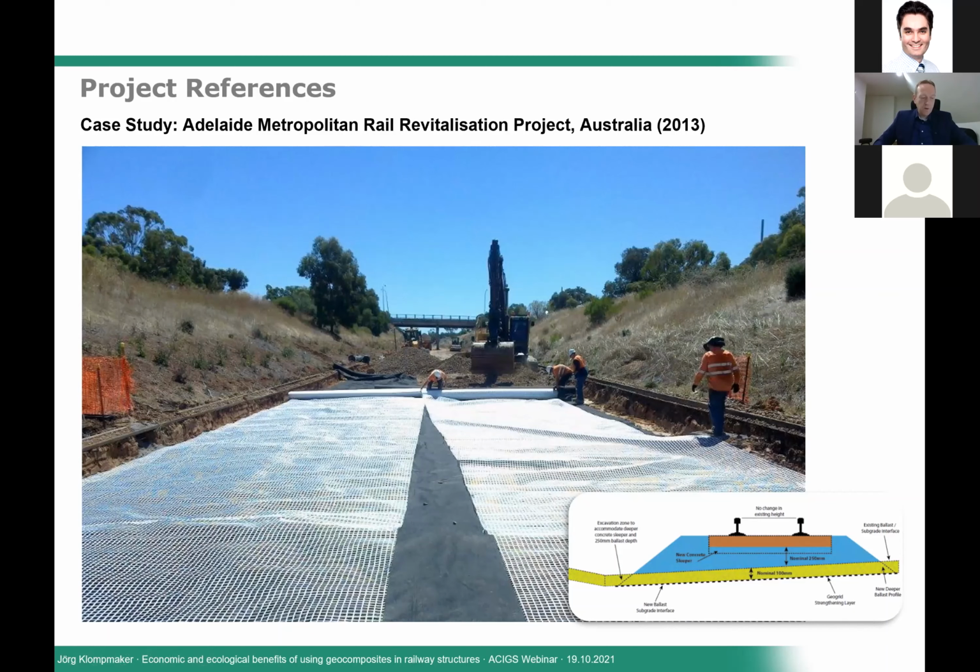The project included a replacement of timber and steel sleepers with concrete sleepers and a replacement of ballast, formation repairs, as well as renewal, upgrade and construction of trackside drainage systems. Here we can see the installation of the geogrid on top of a separation geotextile.